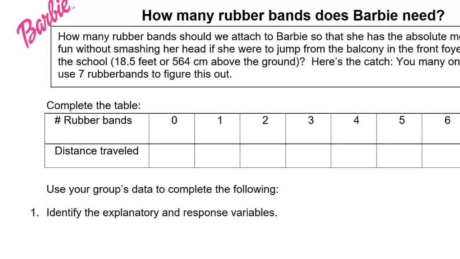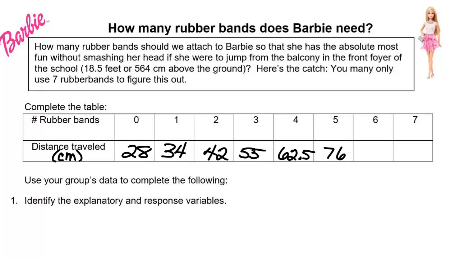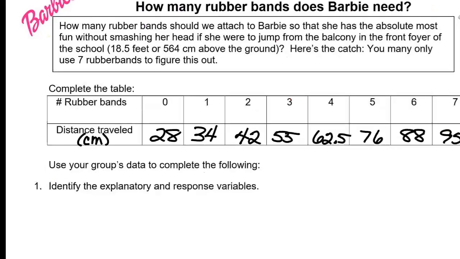So my made up data: 28, 34, and I measured mine in centimeters, by the way. 42, 55, 62.5, 76, 88, and 95. Again, you should use your data from your group. I've just got my made-up data right here so that we can look at what to do with it.